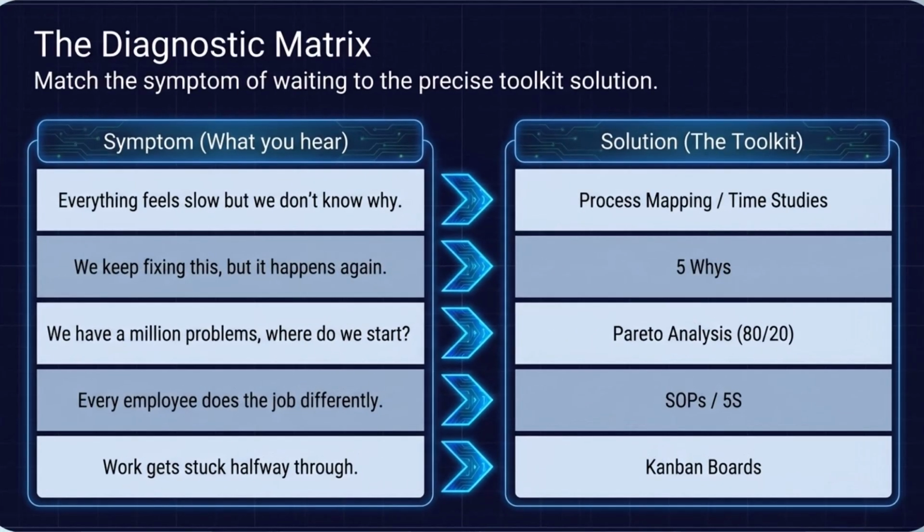So if I think about how we can diagnose this, there's a number of things that you might start hearing within a process. And when you start mapping things out, these are the things you can start having discussions about. So one of them could be everything feels slow and we don't know why. And of course, what we can do there is start mapping things out and then building in some time studies to figure out where things are actually slowing down or even on stop in some cases. Another thing is we keep fixing things, but it happens again.